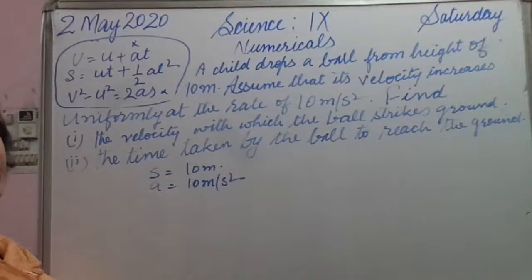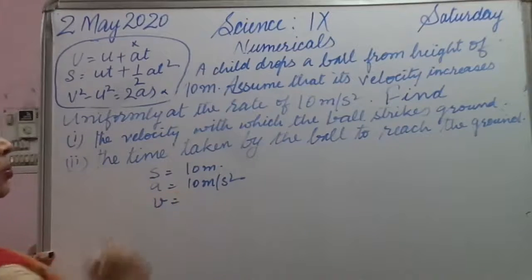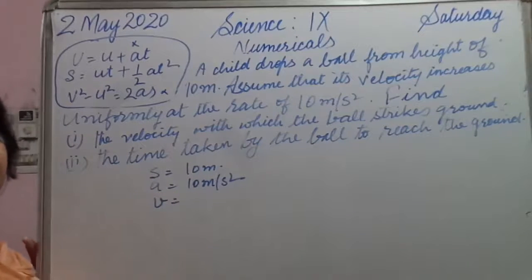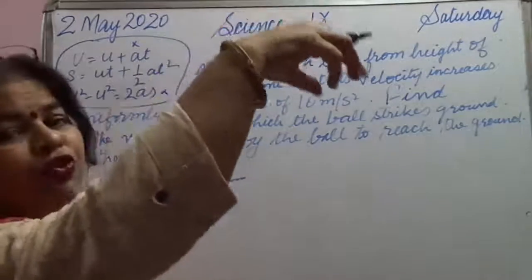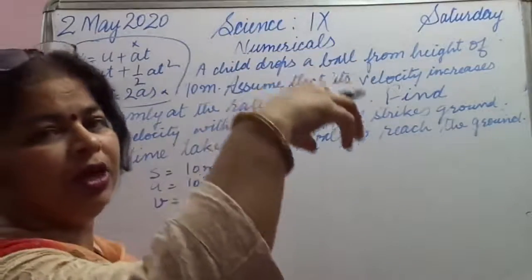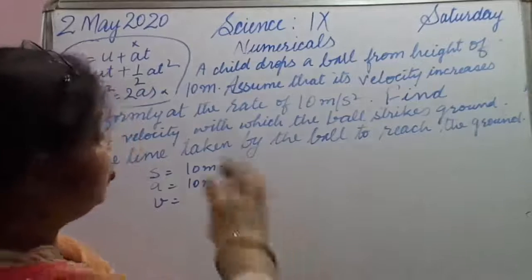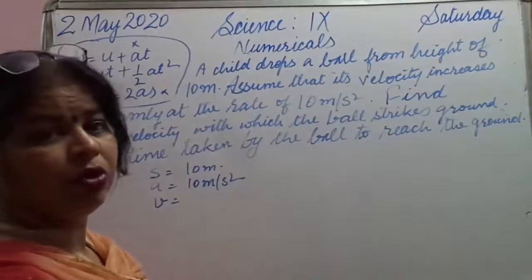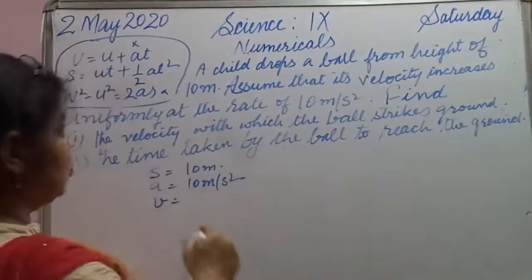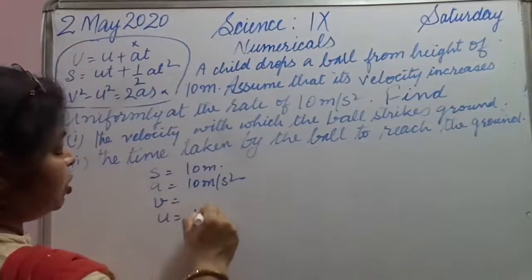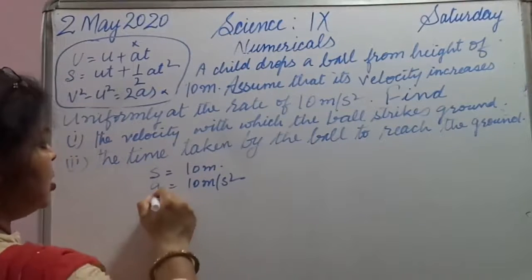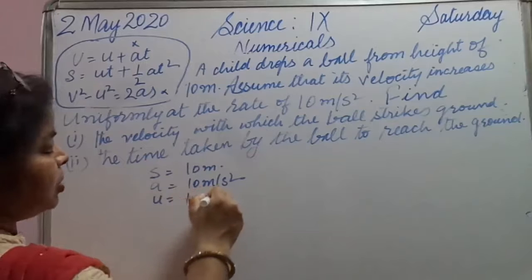Then it means we have to find out v. Now when the ball was falling from the height, you know that initially it was at rest. It is nowhere given in the question, but you have to presume it. So what will you write? U is equal to 10, or I'll write like this, u is equal to 10 meter per second.